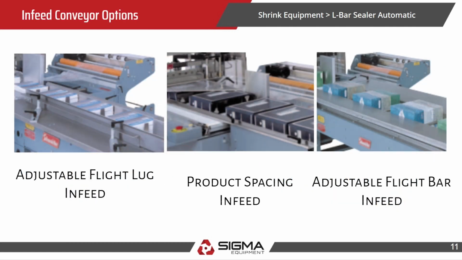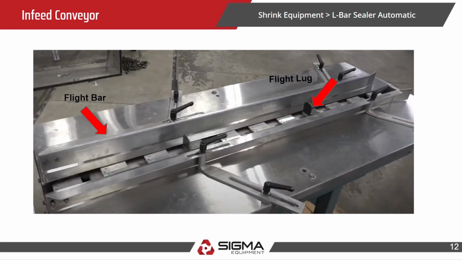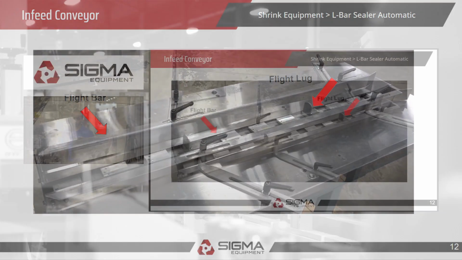So the different in-feed conveyor options that can be added to these units before the L-bar sealer are an adjustable flight lug in-feed, as well as product spacing in-feeds and adjustable flight bars. I know that these pictures are a little fuzzy, so I actually took a picture of an in-feed that we have in our inventory to show what that flight bar looks like. Here is the flight bar, and that just helps assist move the product. It helps the product from falling over or tipping, and the flight lugs help assist move the product along laterally.